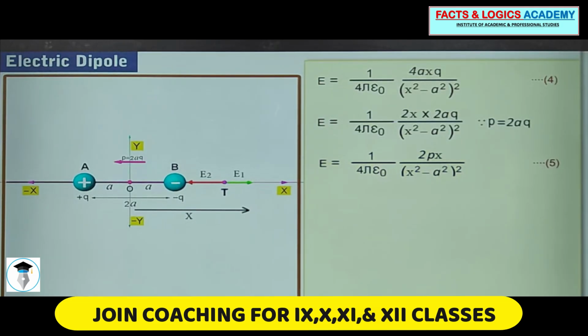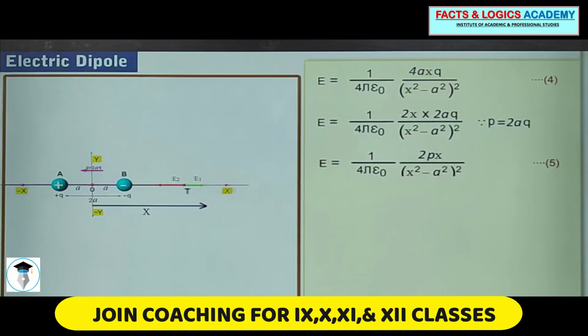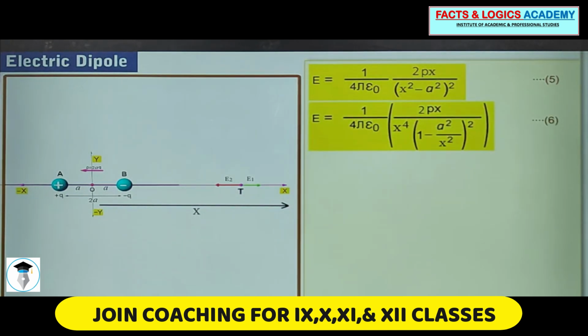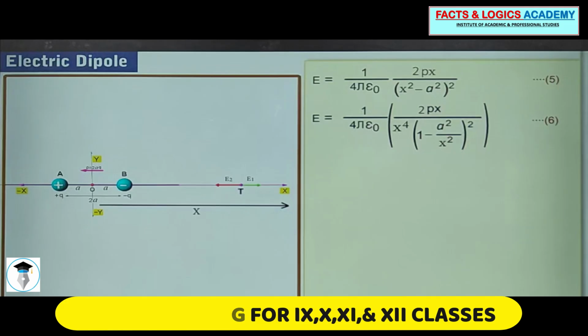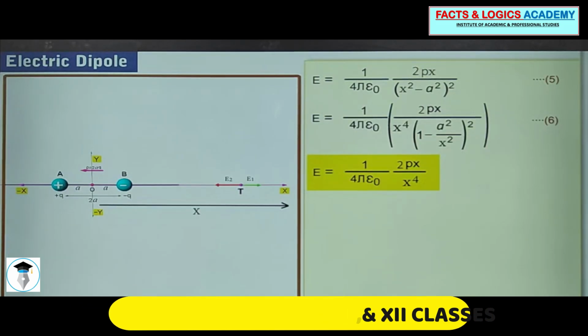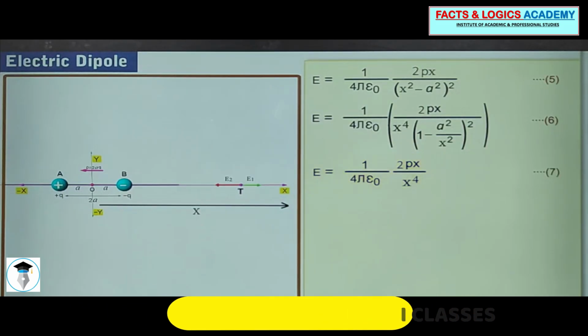When the point D is at a very large distance from center O, then x is very large compared to a. Then, writing expression 5 as equation 6 and neglecting the term a square by x square, since x is very large as compared to a, and on further simplification, we get E is equal to 1 by 4 pi epsilon naught 2px by x power 4. Let us label it as equation 7.